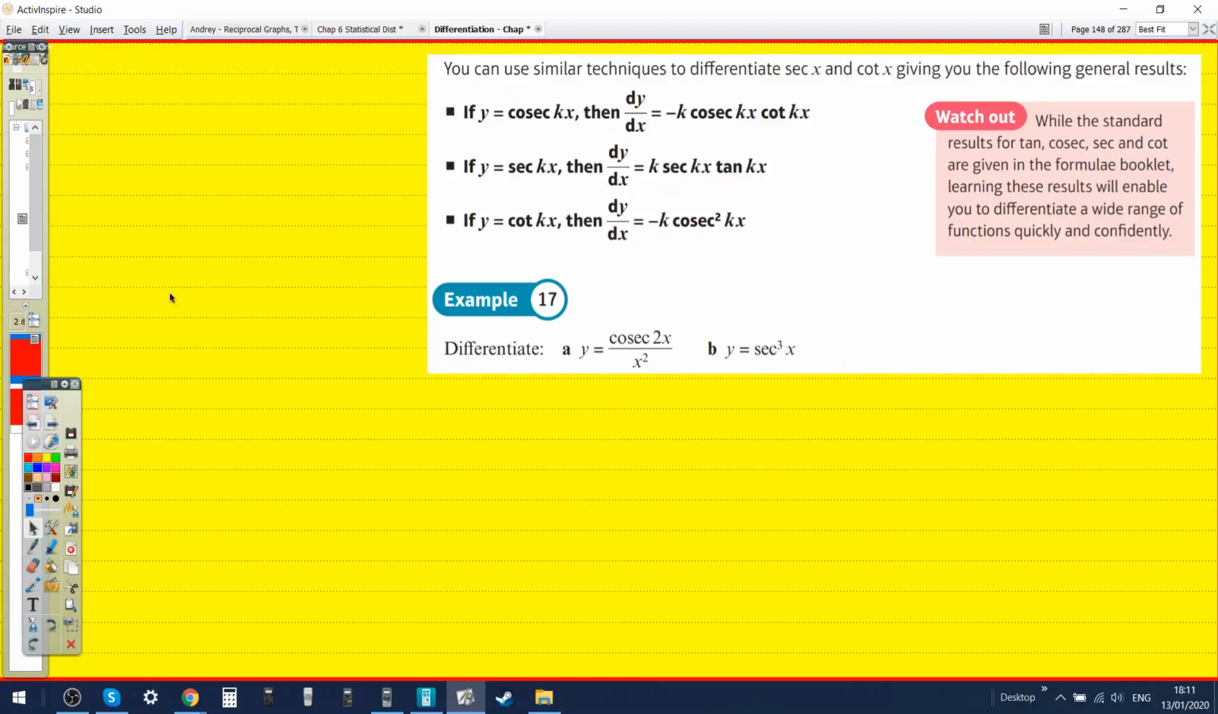Differentiate this one. Y equals cosec kx. Oh wait, no, I'm looking at the wrong thing. Y equals cosec 2x over x squared. So that could be cosec 2x times x to the minus 2. You could do that using the product rule. Or the quotient rule, I guess. If you just do whichever. What's the point of all the stuff above? Is that just to show the differential of cosec? Yep. So they've just taken bits from the formula booklet.